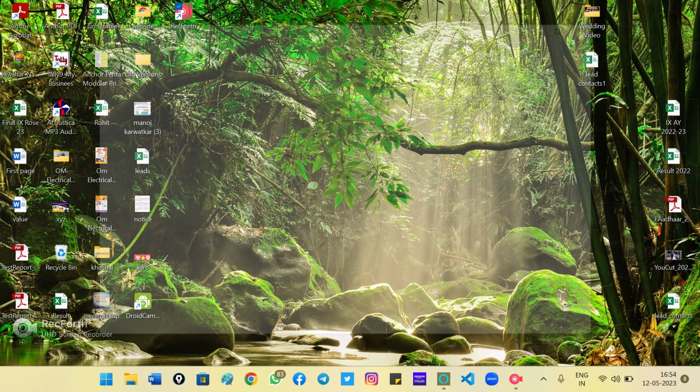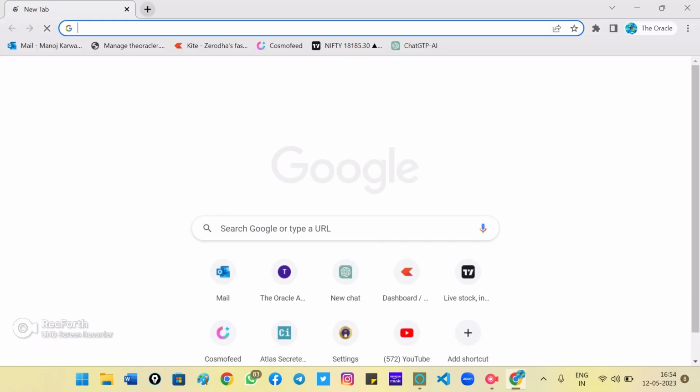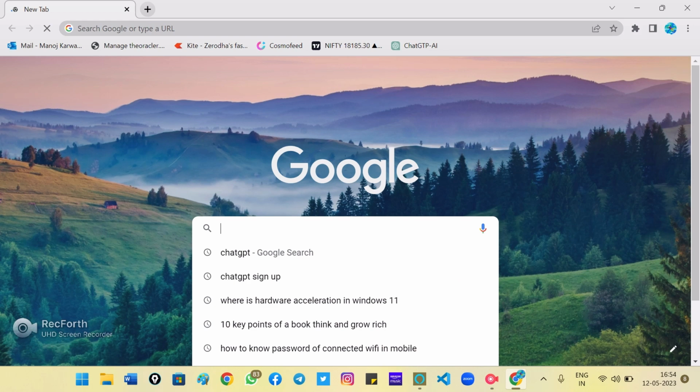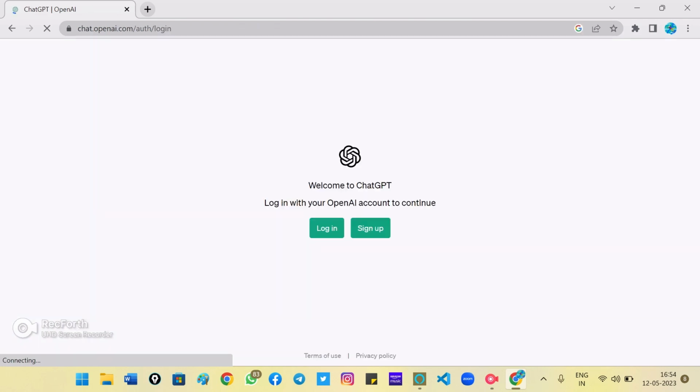Okay, so here we are on the screen. Open your browser. Go to the Google search bar and search "ChatGPT sign up". The first website showing is OpenAI. Click on that. Now log in or sign up.